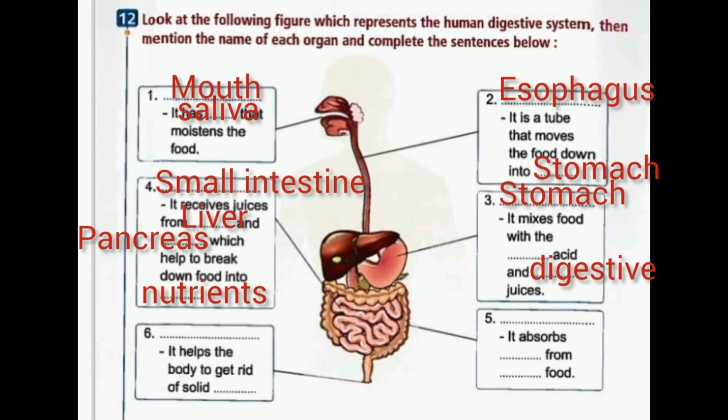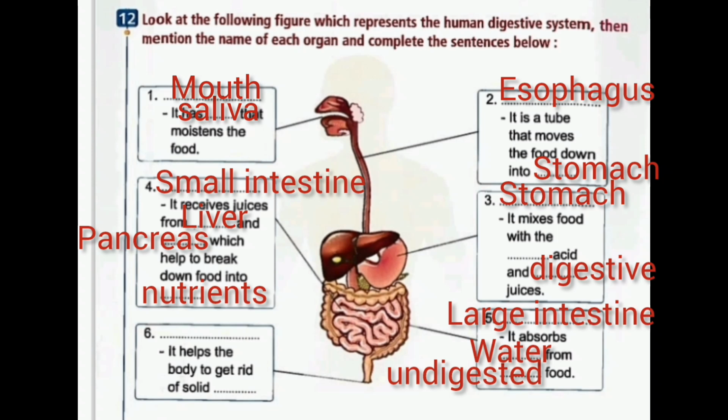Number 5. The organ is the large intestine. It absorbs water from undigested food. The last organ, number 6, is the anus. It helps the body to get rid of solid waste.